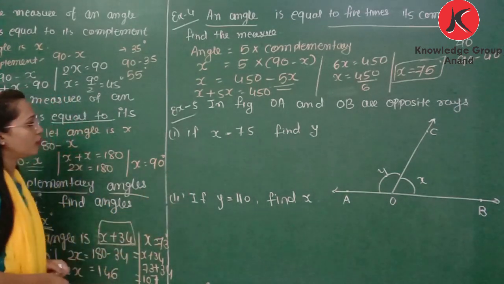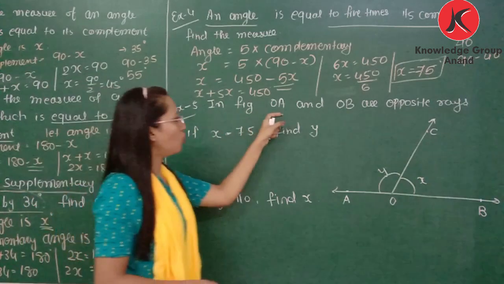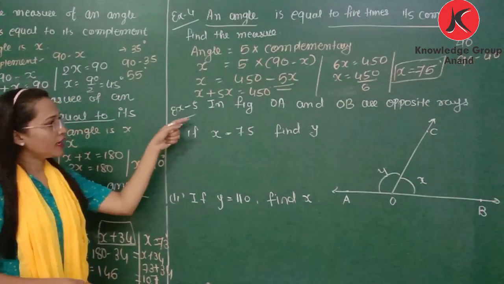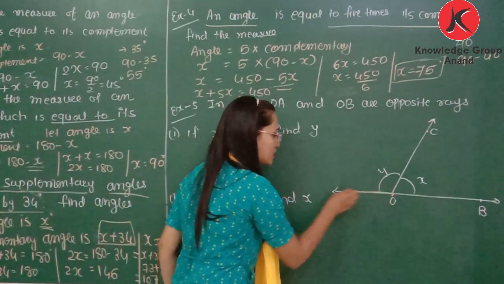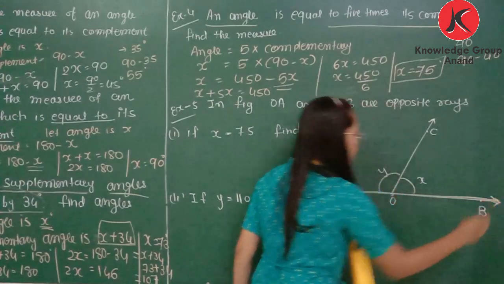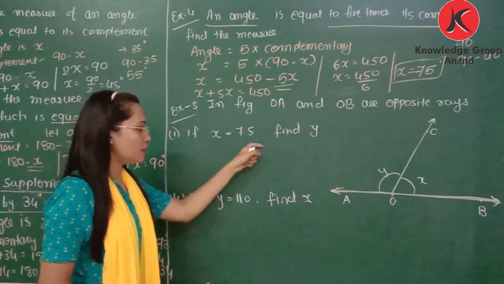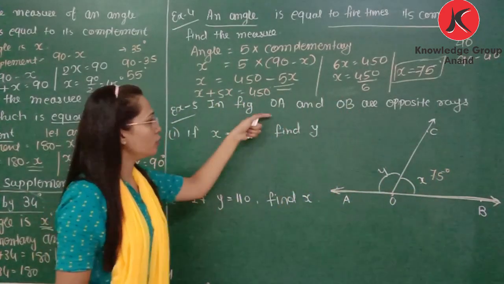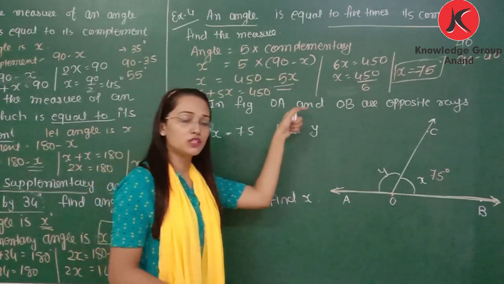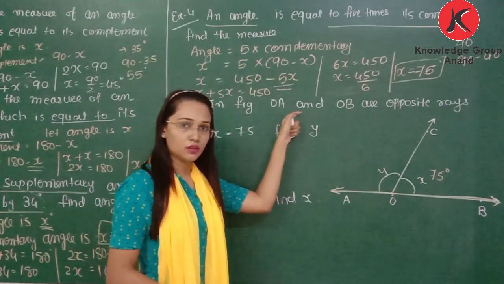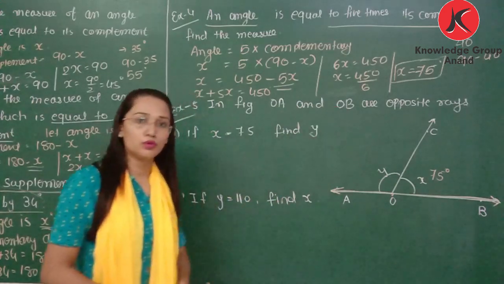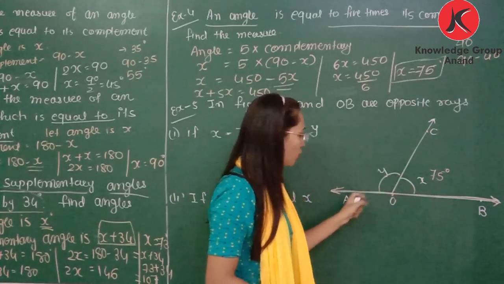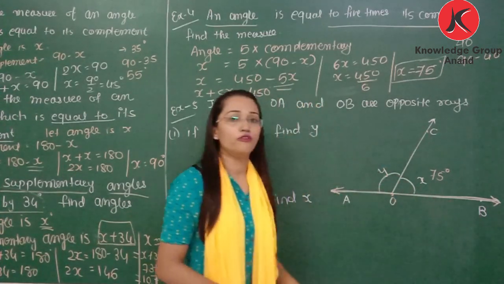Clear? Now next one. In the figure, OA and OB are opposite rays. You can see here OA is this side and OB is in this direction. If x is 75, if we consider this one as 75, what is angle 1? Now if two rays are in opposite directions, then they are forming a linear pair. It means angle COA and angle COB form a linear pair.